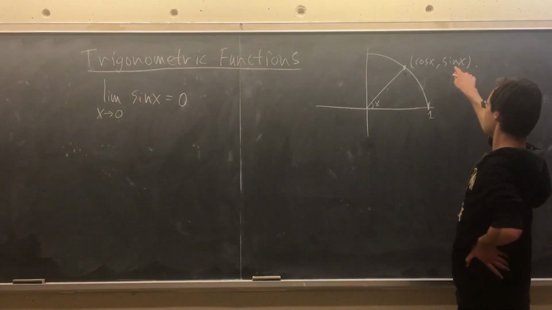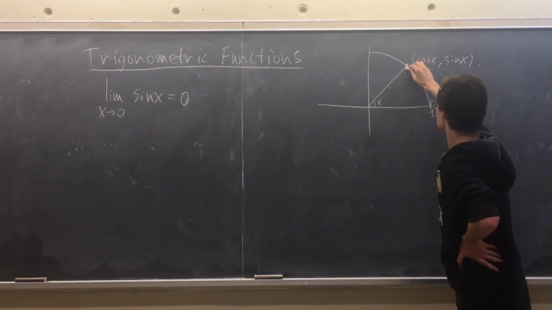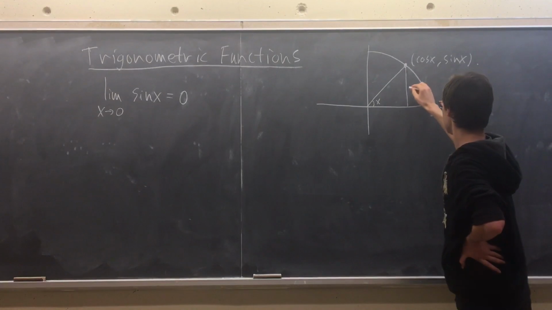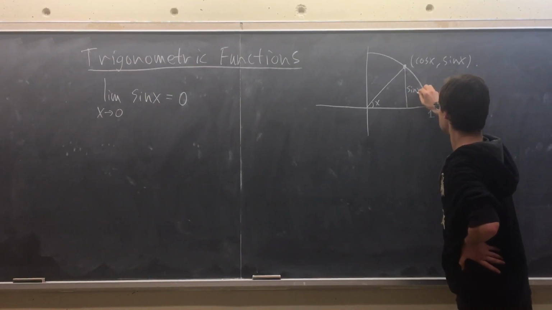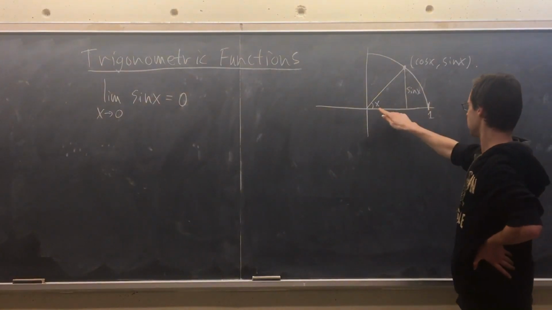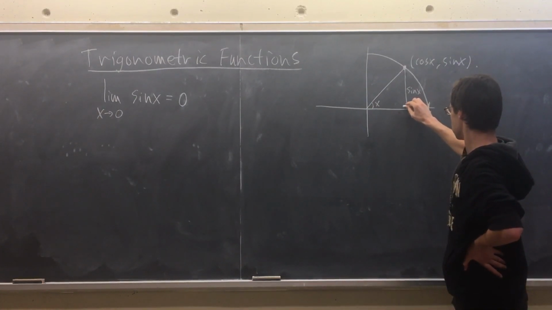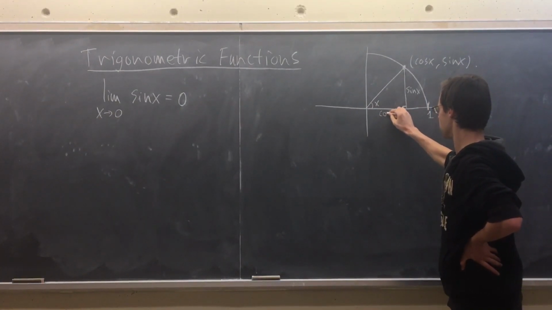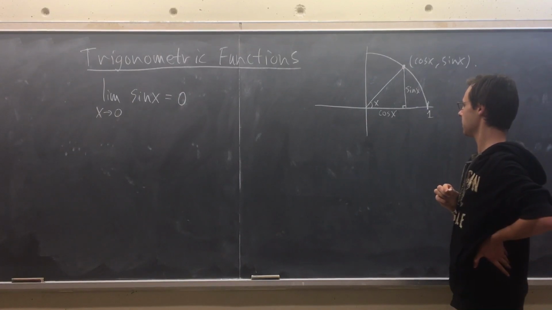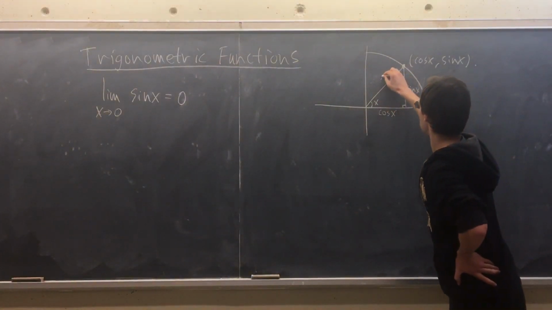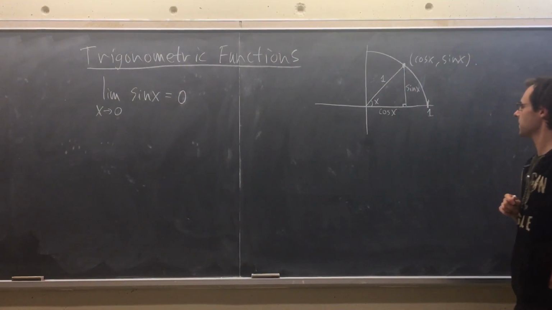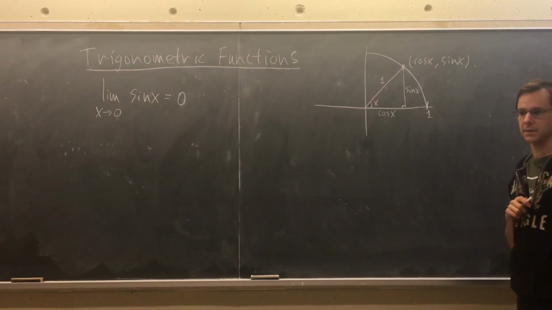So all sine x is the height over here that this point is at. This height over here is sine x. And this base over here, this is a right angle triangle, this base over here is cos x. And of course, the hypotenuse of the triangle is 1. So that's how sine x is defined.